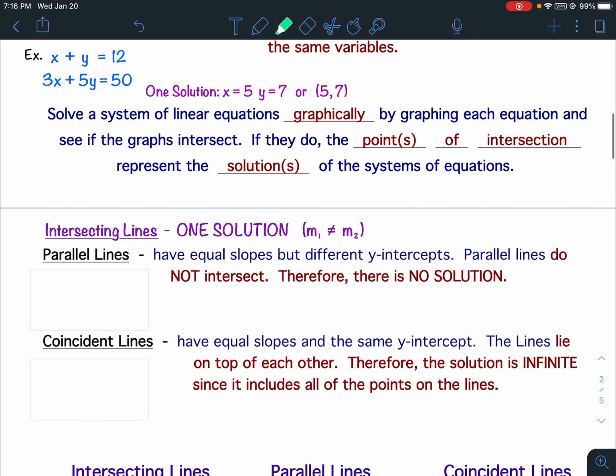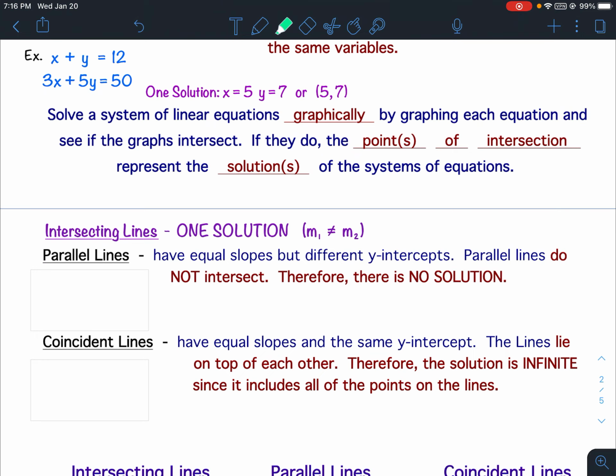Parallel lines. Parallel lines have equal slopes but different y-intercepts. They have the same slope but different y-intercepts. And if you remember correctly, when you learned about parallel lines, they never ever intersect. So there is not a single point that would be true for one equation that would also be true for the other equation. So they don't share any common points. Therefore, parallel lines have no solution. Underline the words no solution.